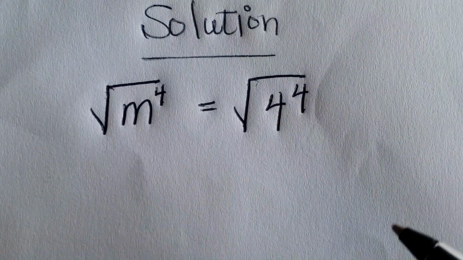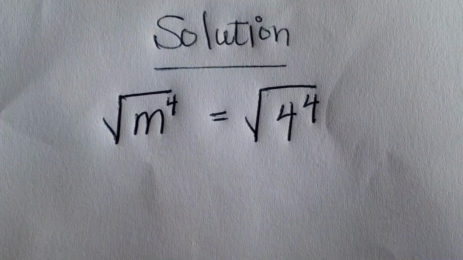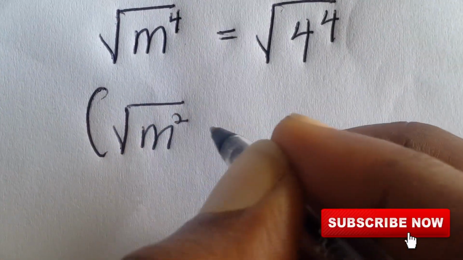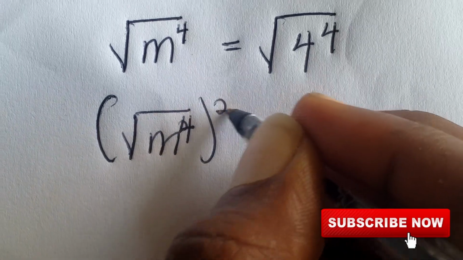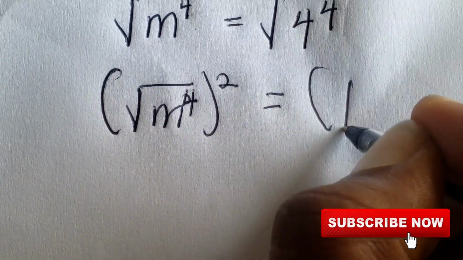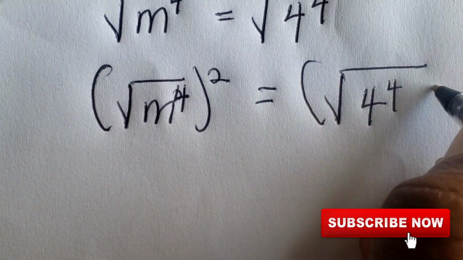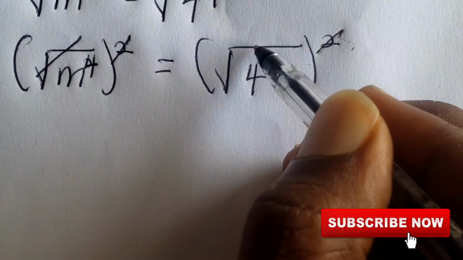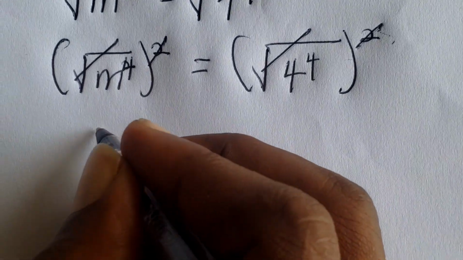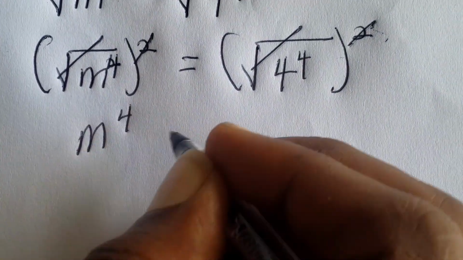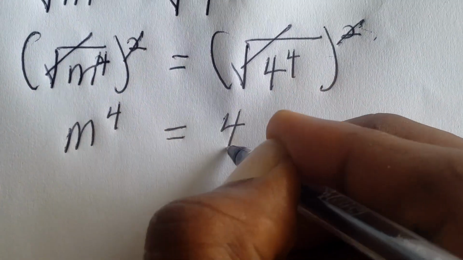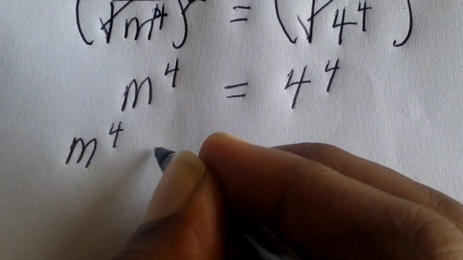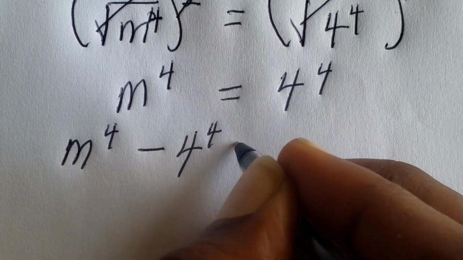So from here, let's get rid of the square root. To get rid of this square root, we need to square both sides of the equation. This square root will cancel this square root, leaving m exponent 4 is equal to 4 exponent 4. So from here we are going to get m exponent 4 minus 4 exponent 4 is equal to 0.